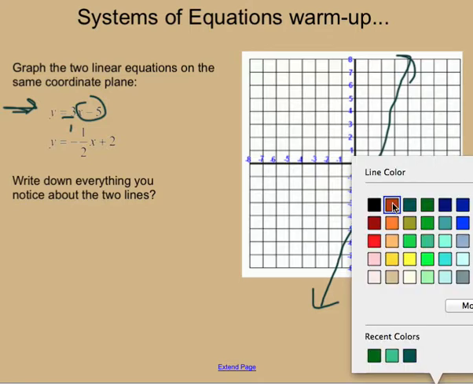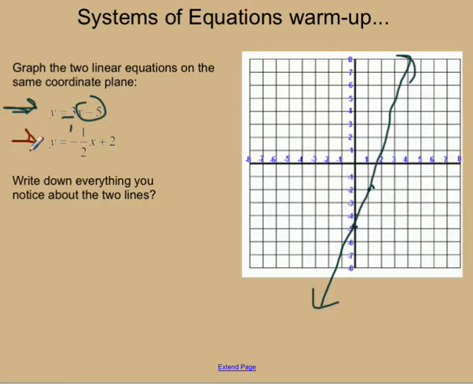Then let's take a look at our next line here. So we're crossing the y-axis at 2. And then from there, our slope is -1/2. So that means we're going down 1 and over 2. Crossing that line. So what do we notice about these two lines?